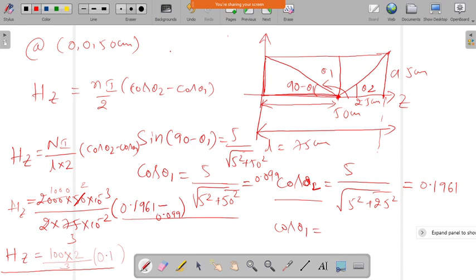Subtracted value around 0.17. Can assume 0.17, 0.1 approximately. If this is 0.1, so we will get 0.1861. So this is nothing but 200 divided by 3 into 0.18. So what is the value of Hz? Okay, 36 by 3. Okay, you can calculate this value. So what is that value?